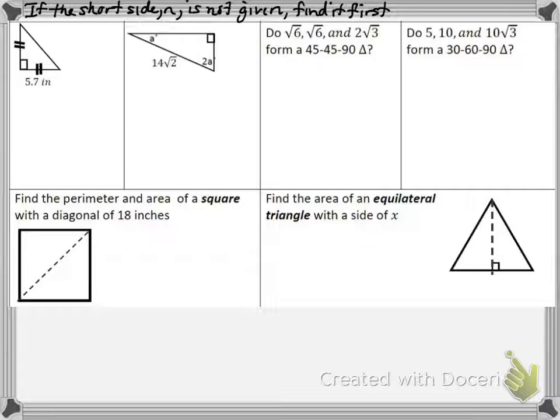The first example has 2 equal sides, and 2 equal sides automatically means 2 equal angles, which means we have a 45, 45, 90 triangle. When I have a 45, 45, 90 triangle, I can say the 2 legs, the short parts, the parts that meet at my right angle here, are going to be my n.